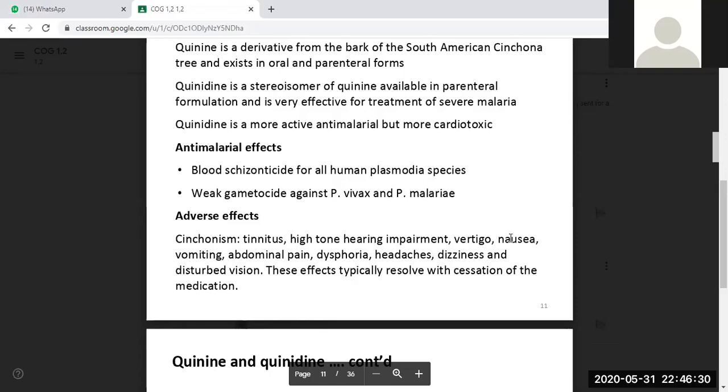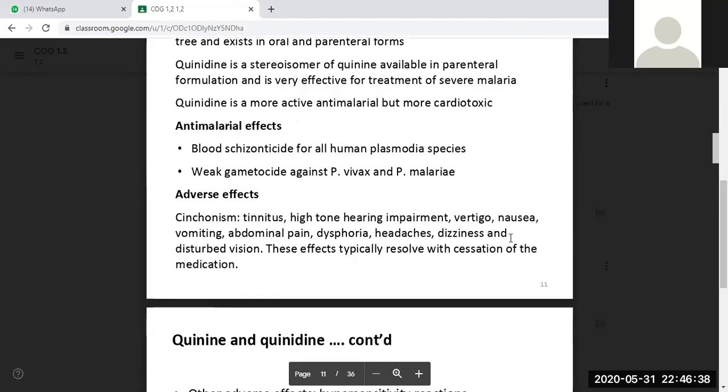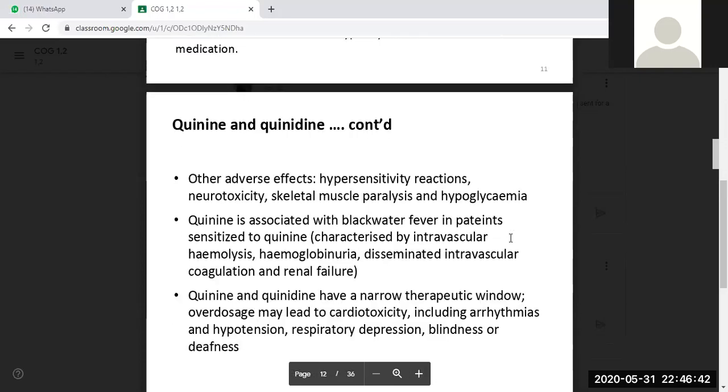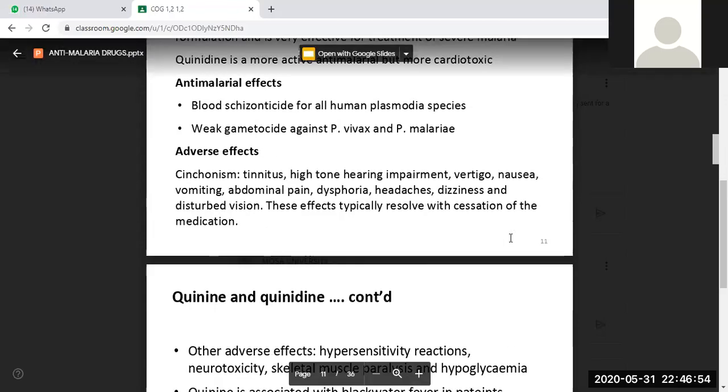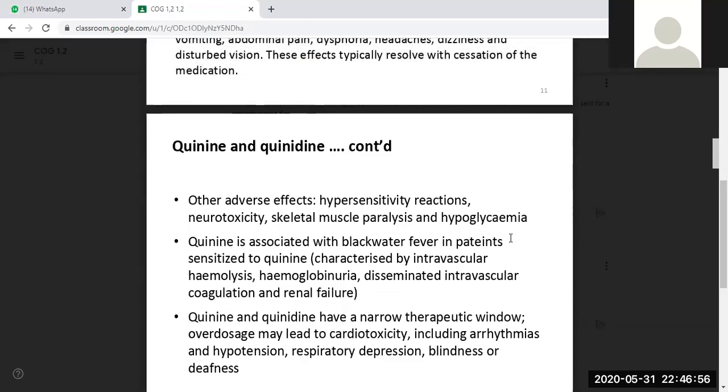When you are using quinine and you find that your patient is having any of these side effects, the only way you're going to help them is by stopping the quinine. Other adverse effects include hypersensitivity reactions, neurotoxicity, skeletal muscle paralysis, and hypoglycemia. So those are some of the other adverse effects. You need to be very careful when you're using this drug.